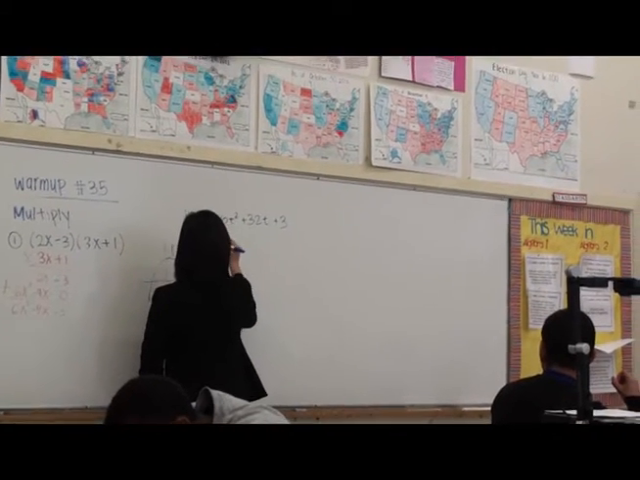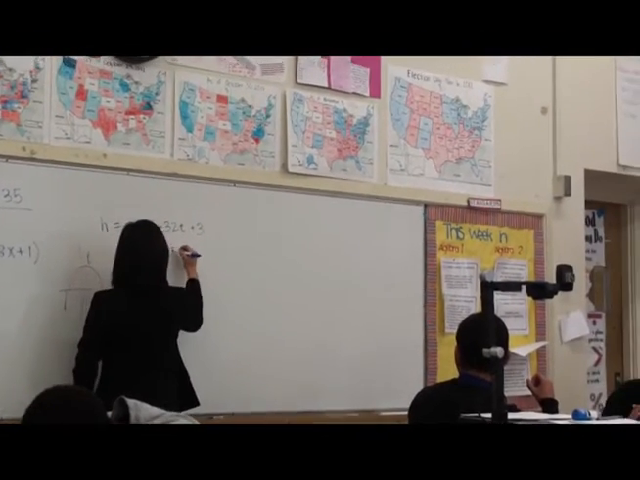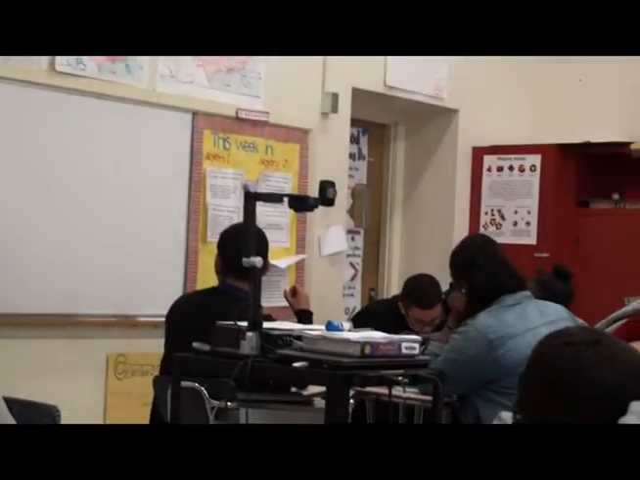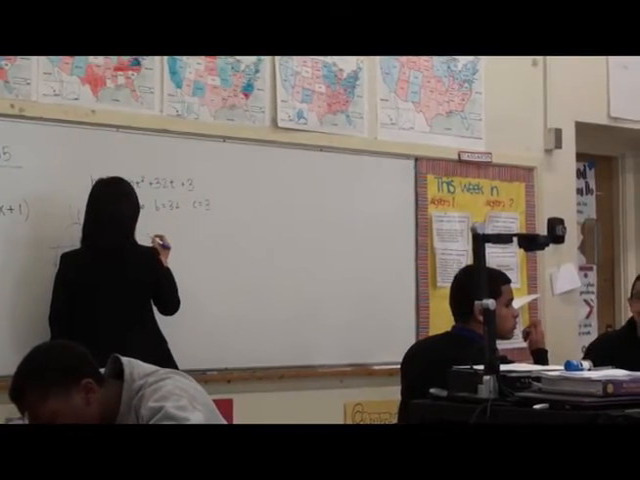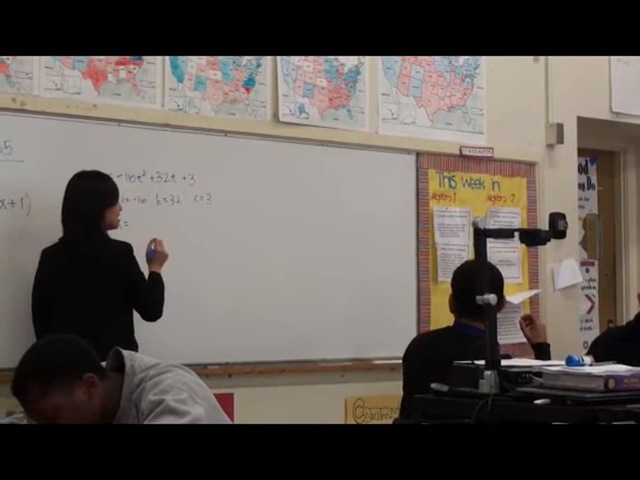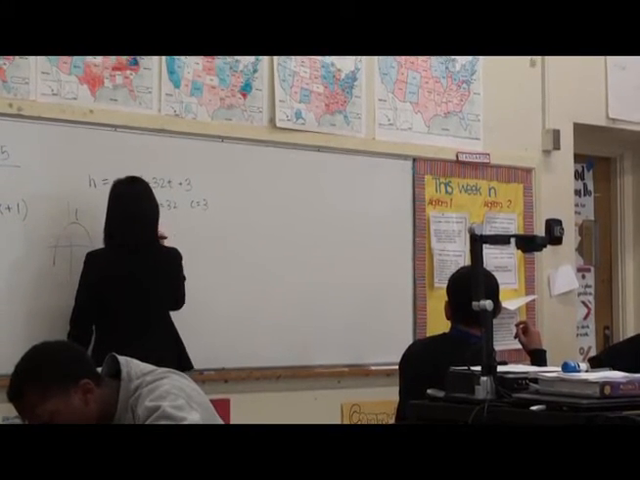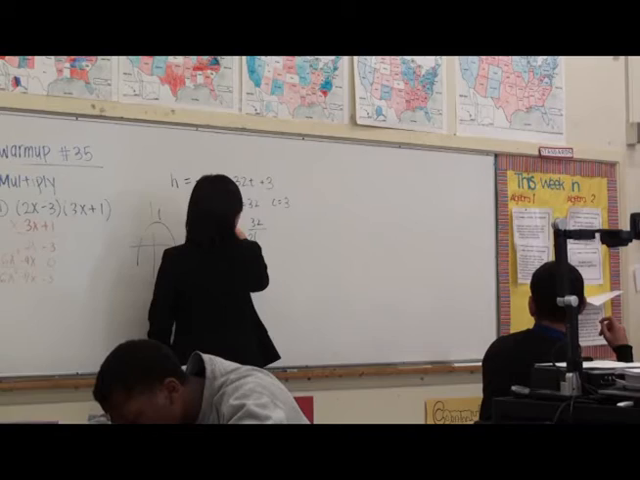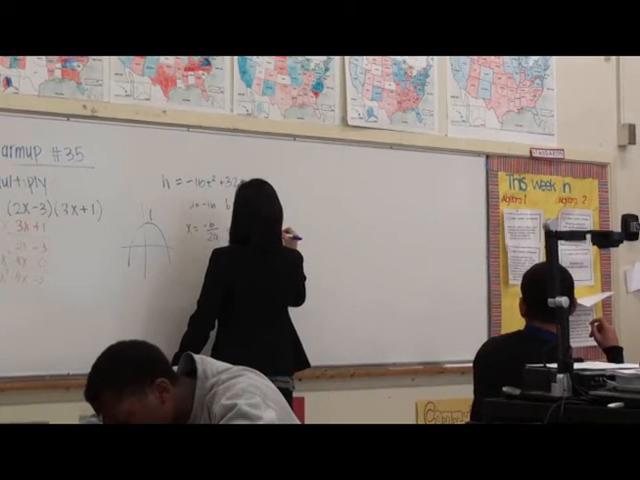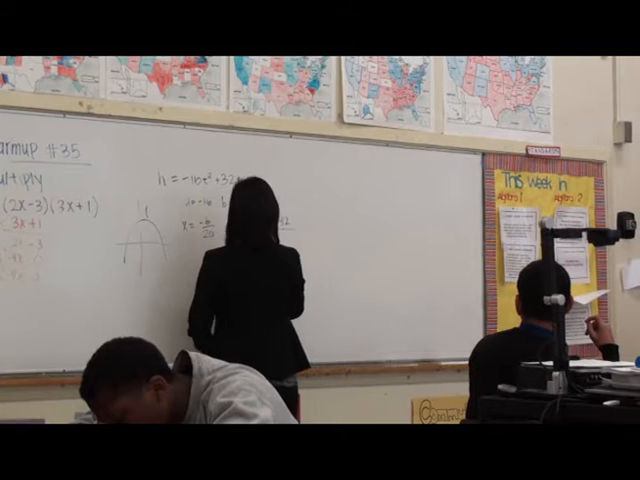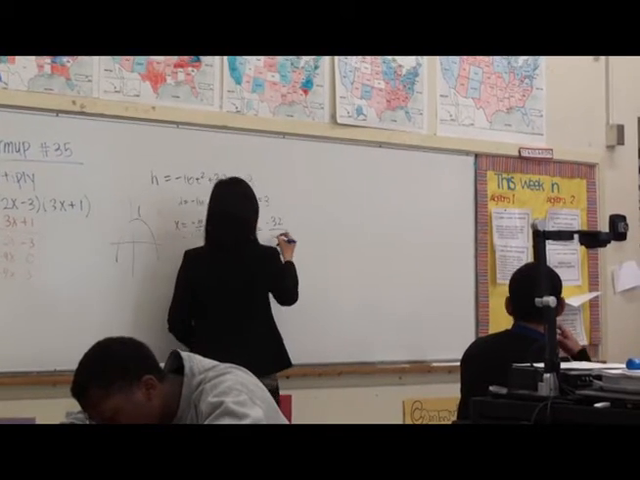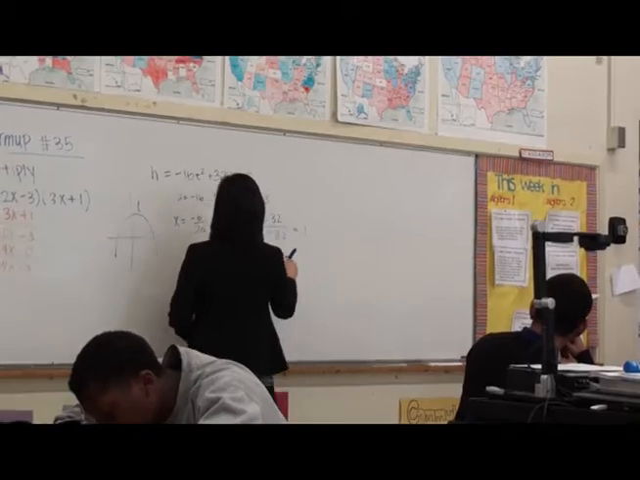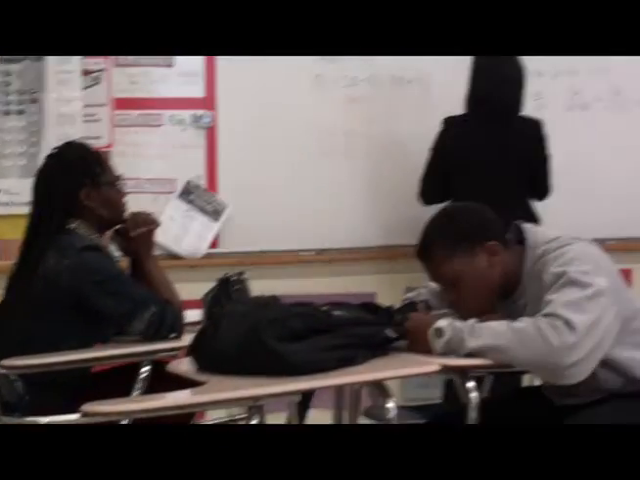So A is negative 16, B is 32, and C is 3, right? So what's the x-coordinate of our vertex? Remember the formula? X equals negative b over 2a. So we have negative 32 over 2 times our a, negative 16. What's 2 times negative 16? Negative 32. So our x is 1 right here.